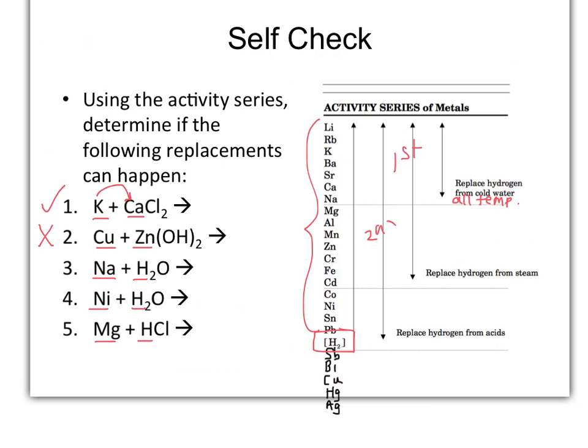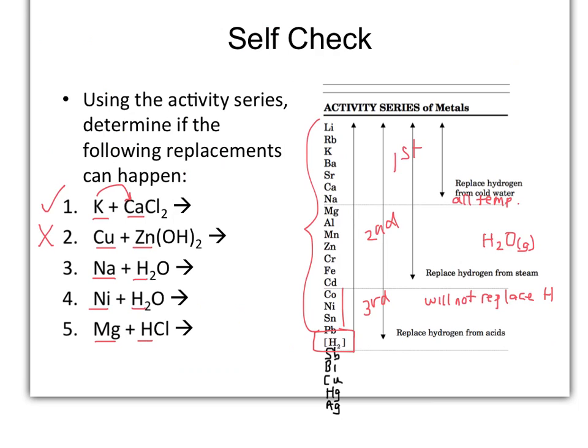In the second tier, these metals will replace hydrogen only from steam. And the way that we can tell steam in a chemical formula is by looking for the little G that stands for gaseous. In the third tier, we're just going to find out that even though these elements are sitting above the hydrogen, they will not replace the hydrogen. Okay, so that's kind of a catch right there.